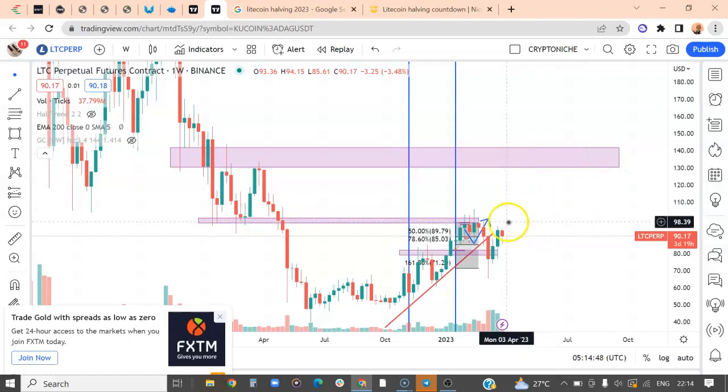You can actually take advantage of that because it will pump. Litecoin will pump, no two ways about it, because halving events are a big fundamental.